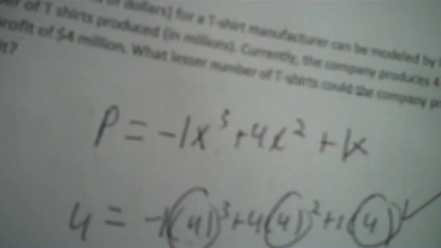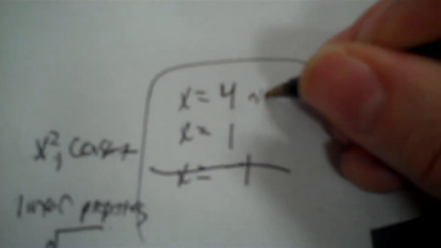So I label these millions. And as far as your label, well, X is t-shirts. 4 million t-shirts. They told us that, but I've later discovered that producing 1 million t-shirts would also give us the same profit.